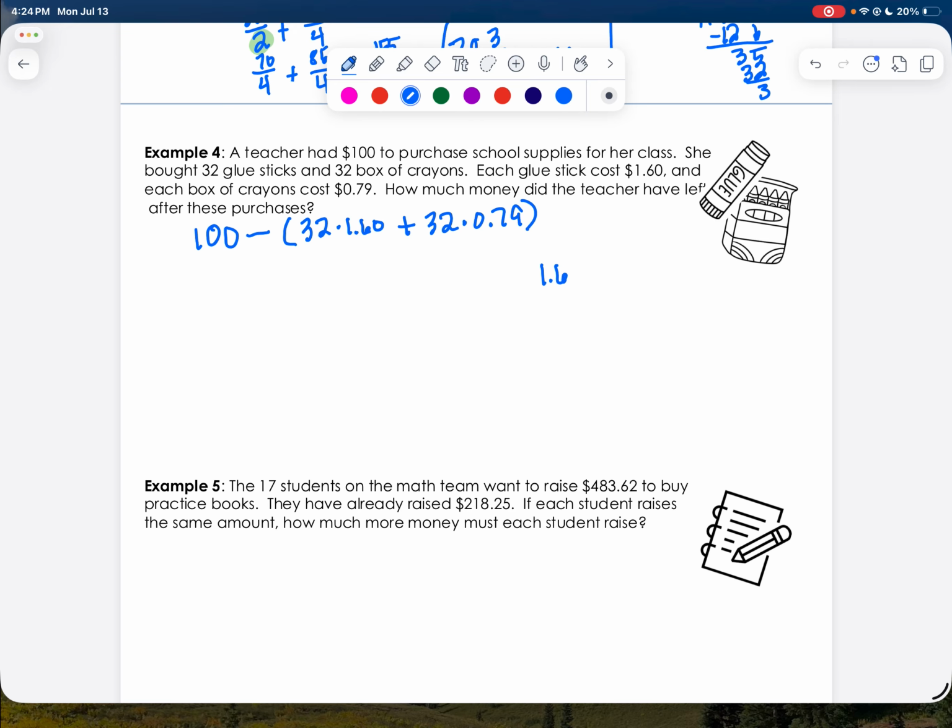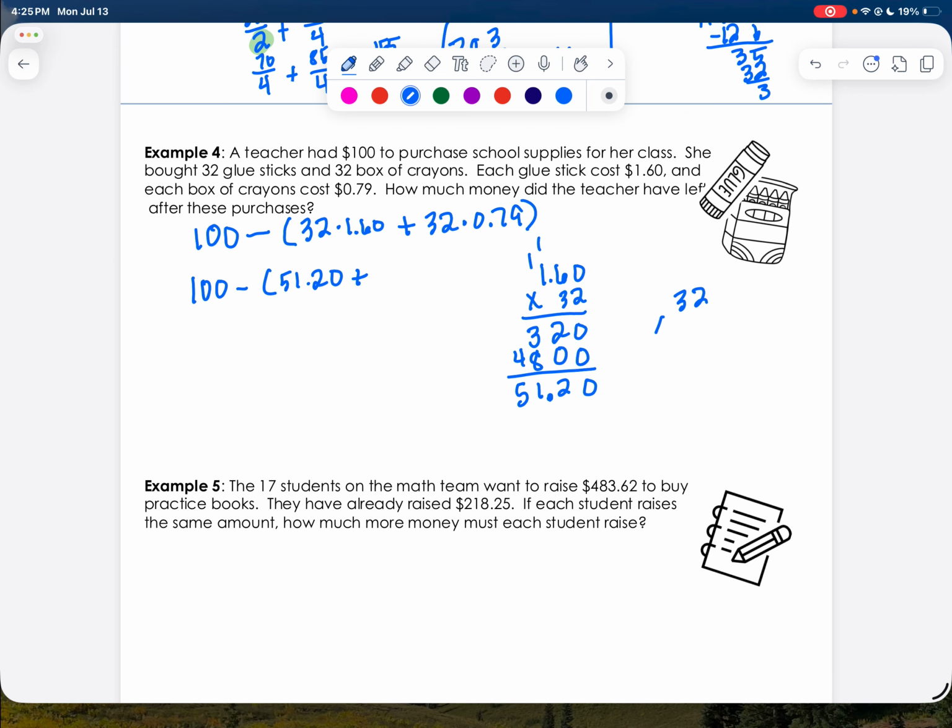So I'll start with the 32 times $1.60. That would be 0. 2 times 6 is 12. Carry the 1. 2, that would be 3. Drop a 0. 3 times 0 is 0. 3 times 6 is 18. 3, 4. 0, 2, 11, 5. Now there were 2 numbers after my decimal, so I need to move my decimal in 2 places. So this would be $51.20.